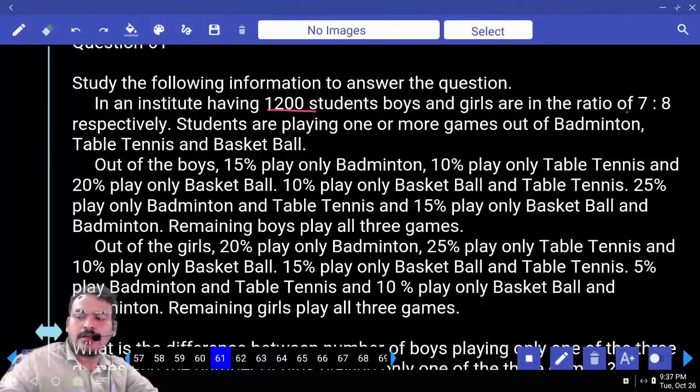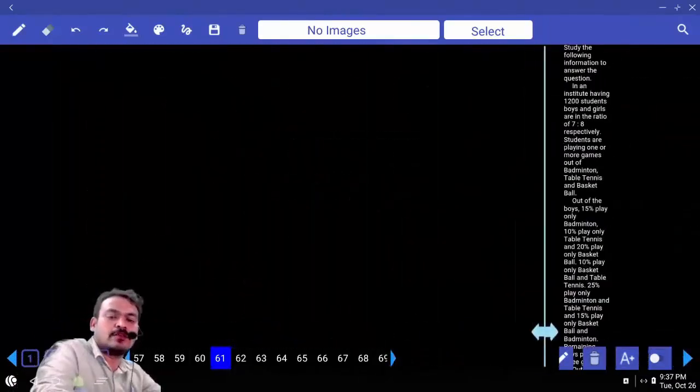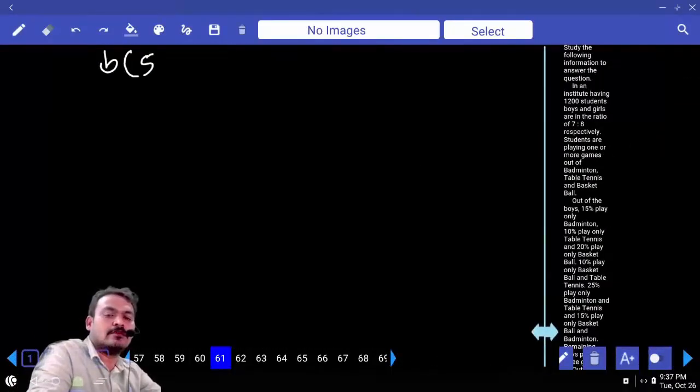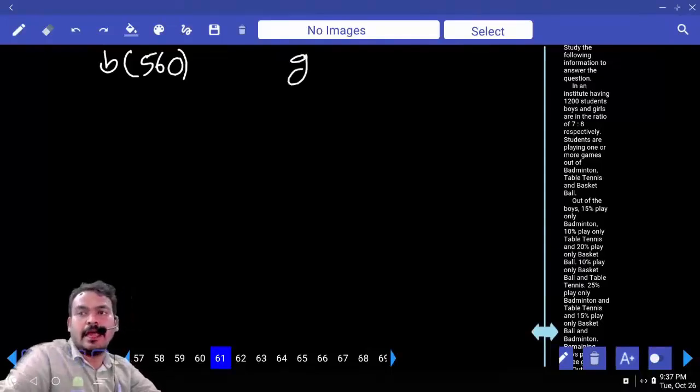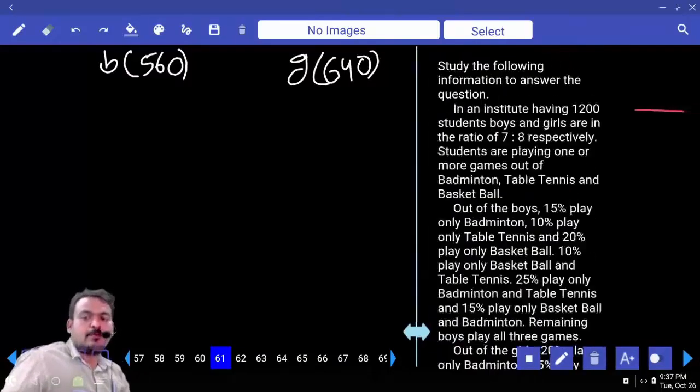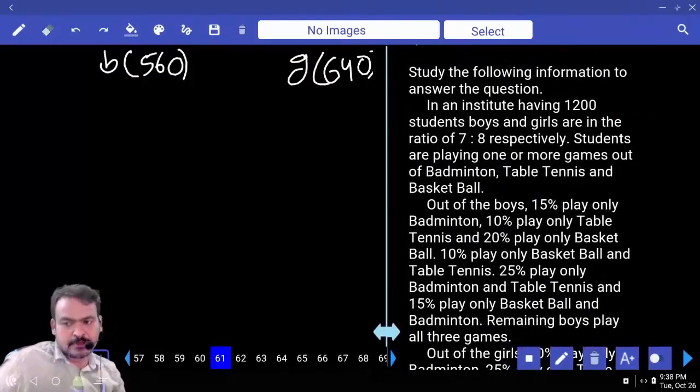First, total how many students are there? 1200. In that, boys and girls are in which ratio? 7:8. Total how many parts? 15 parts. 15 parts value are 1200, which means every one part is 80. Boys are how many parts? 7 parts. Means boys value is how many members? 560. Boys are 560. Then girls are how many parts? 8 parts. 8 parts are 640 or not? 8 parts are 640.